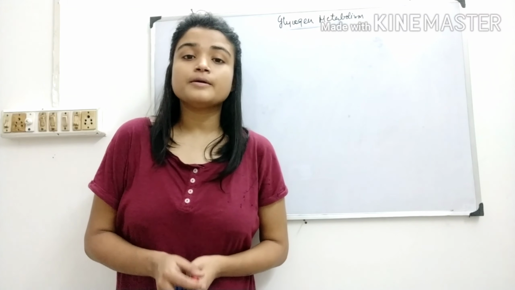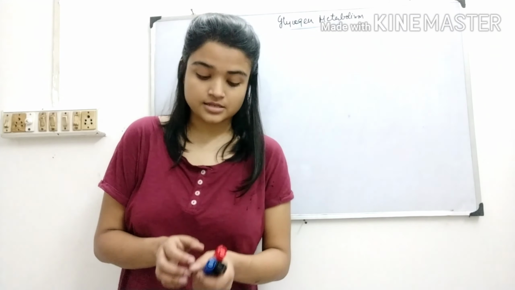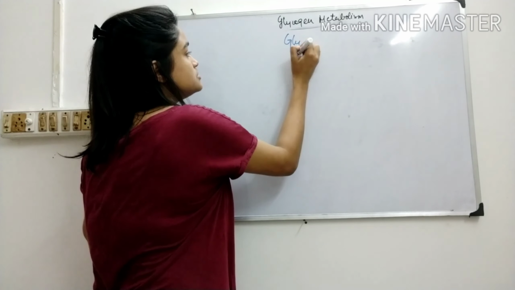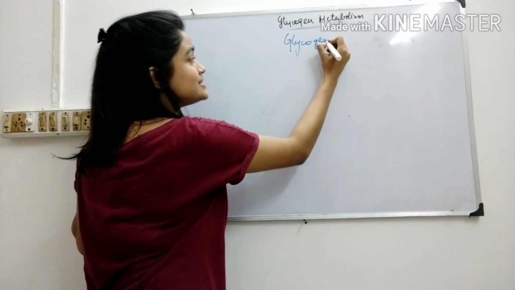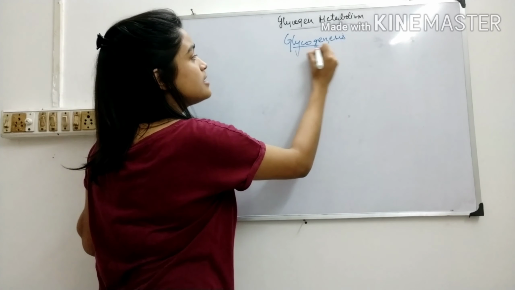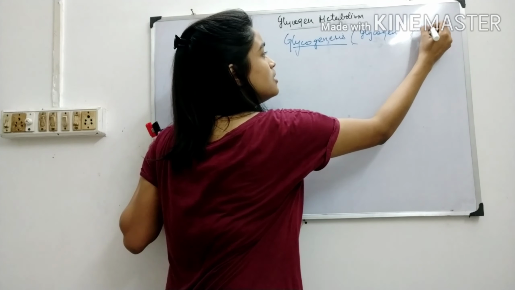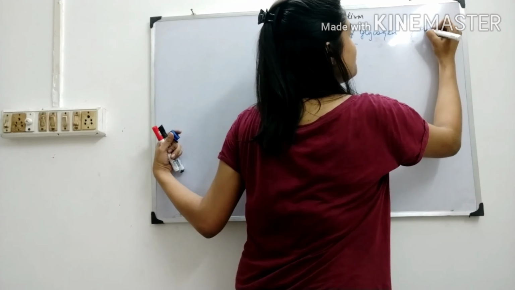In this video, we shall learn about the regulation of glycogenesis and glycogenolysis. First, we shall see glycogenesis, its regulation, and how its enzyme is regulated by the hormones. So, this is the glycogen synthesis process, and this will occur in the fed state, when the blood glucose level is high.